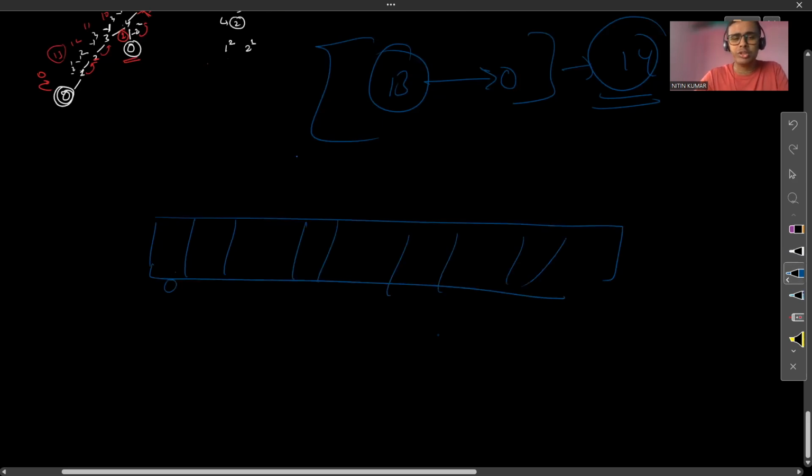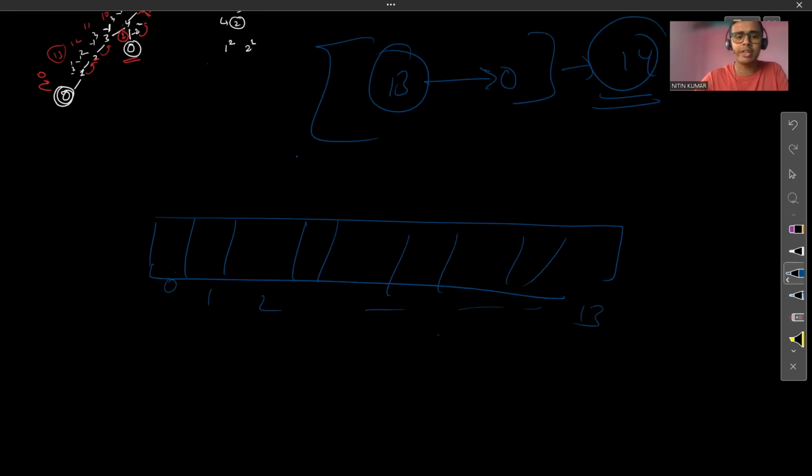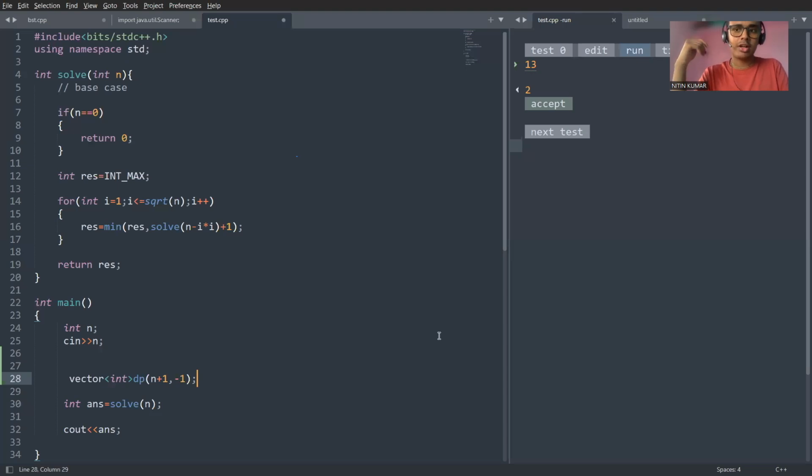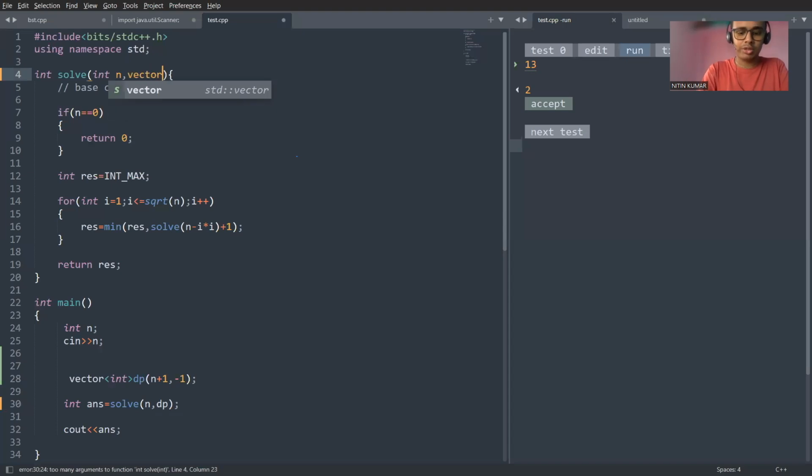Okay. So 0, 1, 2, still 13, and initializing all of them to minus 1. What does it mean to initialize all of them to minus 1? That means before performing the operation in the recursion, let me pass the DP from here also, so that I can access that DP in my solve function. Let me take it as an argument here, int of DP, and I am passing the reference of DP here. Okay. Now, this is the base case, it will be running fine.